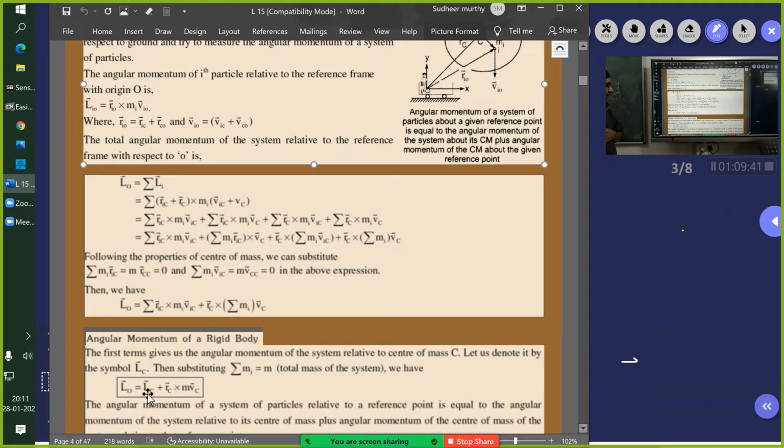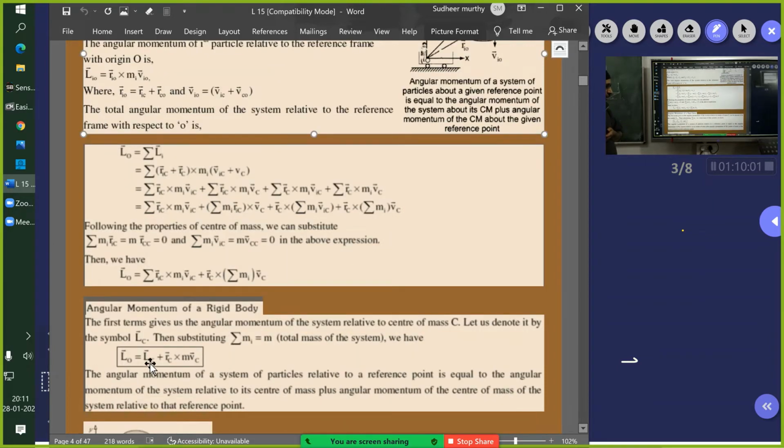And what is this first term here? RIC MIVC. This is the angular momentum of this particle. And summation of all the angular momentum of the particles about C is simply going to be LC. So we get LO is equal to LC plus RC bar cross MVC. That is angular momentum of the body about its center.